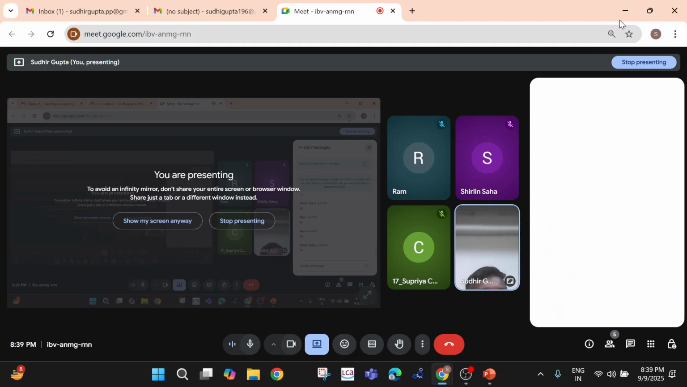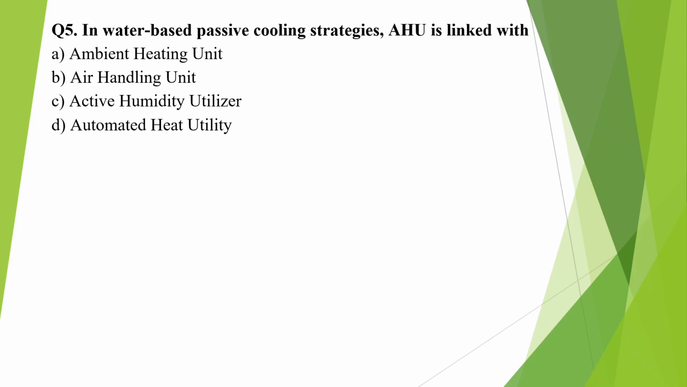So 5B has been opted by most of you as I can see, and 5B is the correct answer for this question. It's air handling unit. AHU refers to air handling unit.